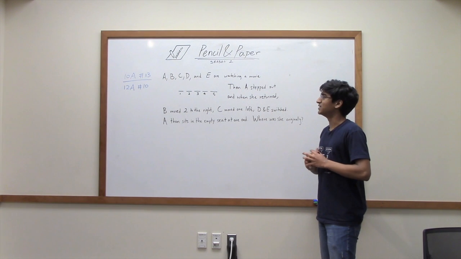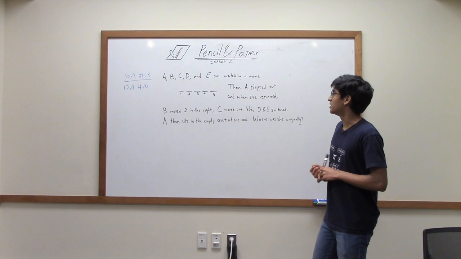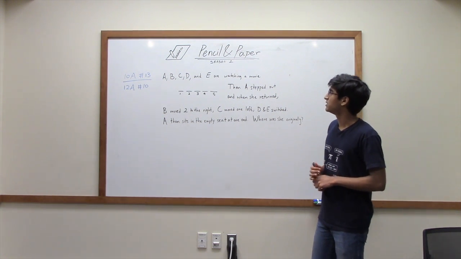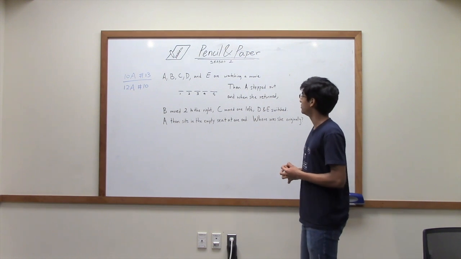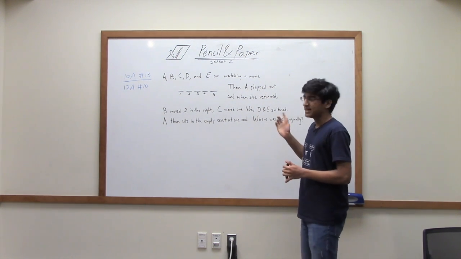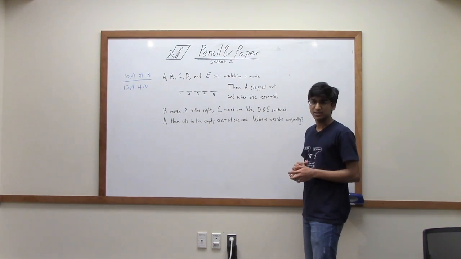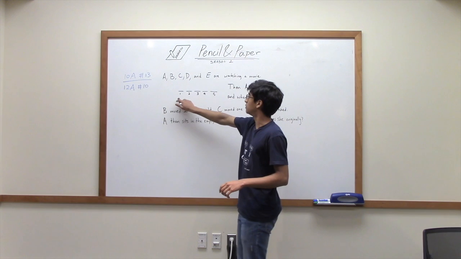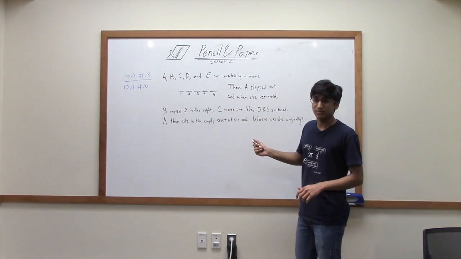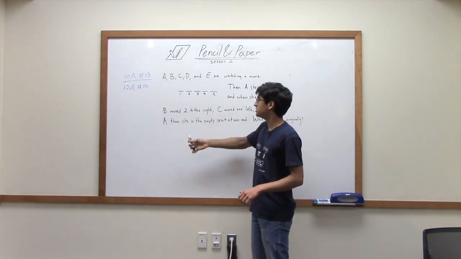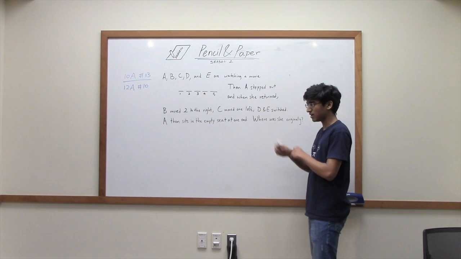All right, so now we're going to discuss number 13 from the 10A. Basically, the problem is we have 5 people, let's call them A, B, C, D, and E, and they're all watching a movie at the movie theater. Then person A steps out to get some popcorn, and when she comes back, everybody else has switched places. So they started in these 5 seats, 1, 2, 3, 4, 5. And when A comes back, we know that B has moved 2 to the right, C has moved 1 to the left, and then D and E have just swapped places.